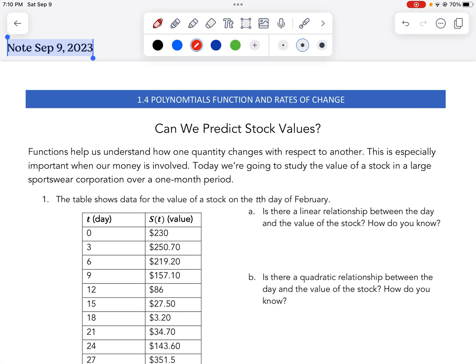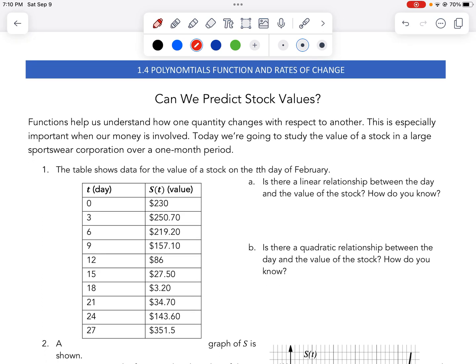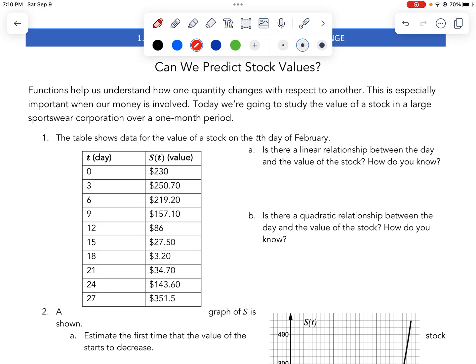So today we're going to take a look at, can we predict some stock values? We've talked about linear and quadratic rates of change, and today we're going to talk about polynomials. So functions can help us understand how one quantity changes with respect to another. This is especially important when our money is involved.